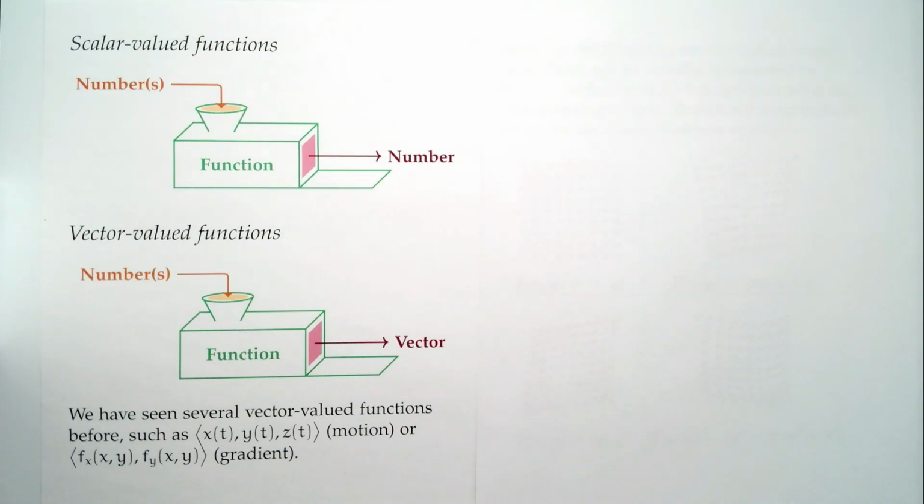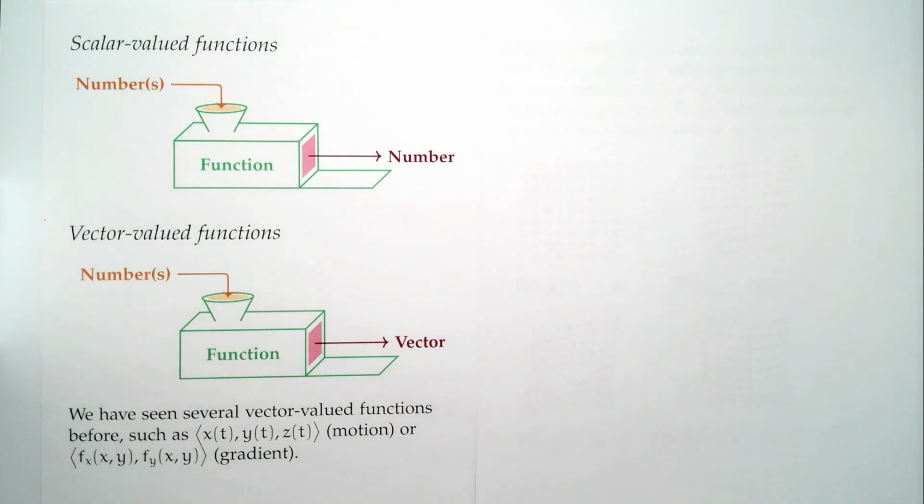Vector-valued functions are very similar. Now, the only thing that changes for vector-valued functions is what kind of thing comes out of the machine. So here, vector-valued indicates that the output is a vector. So the difference between scalar-valued and vector-valued is what's coming out of the machine. So again, we put in some numbers, possibly a single number, run it through a machine, out comes a vector. Now, we've seen these before. So in some sense, we're kind of familiar with vector-valued functions.